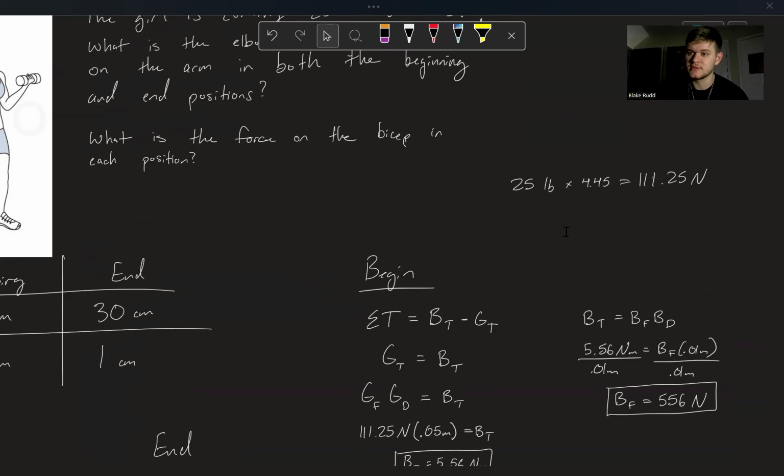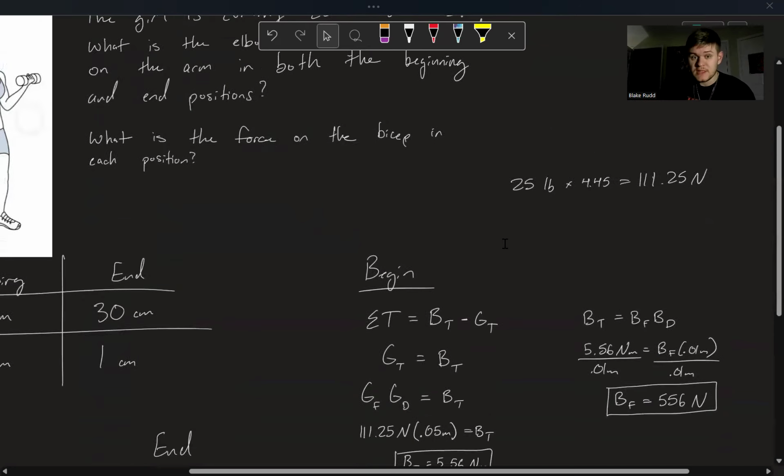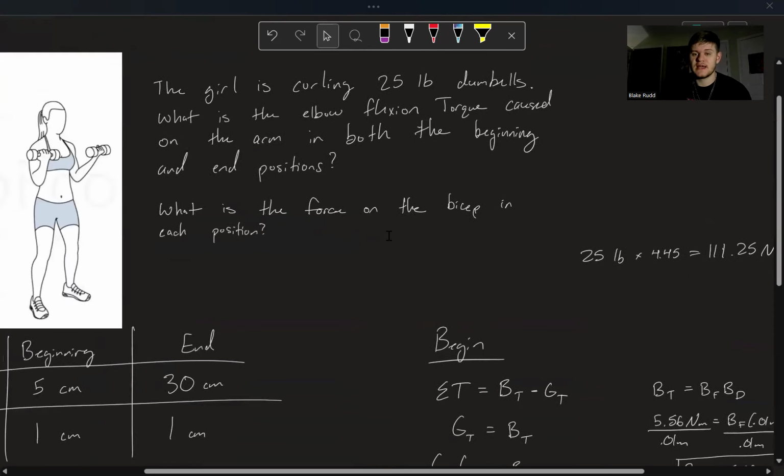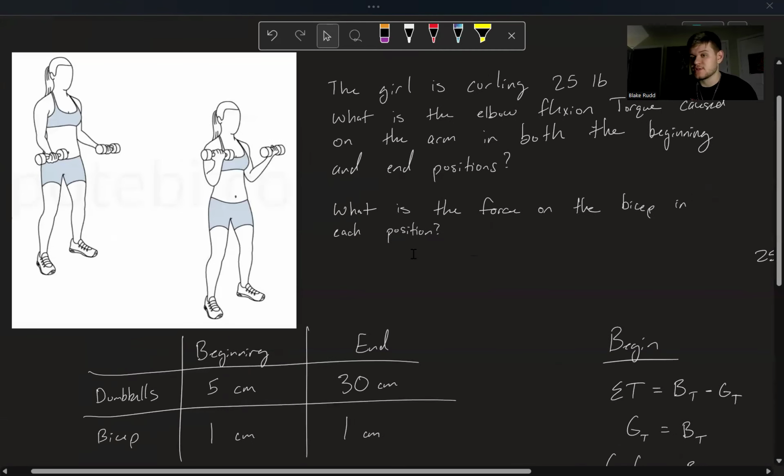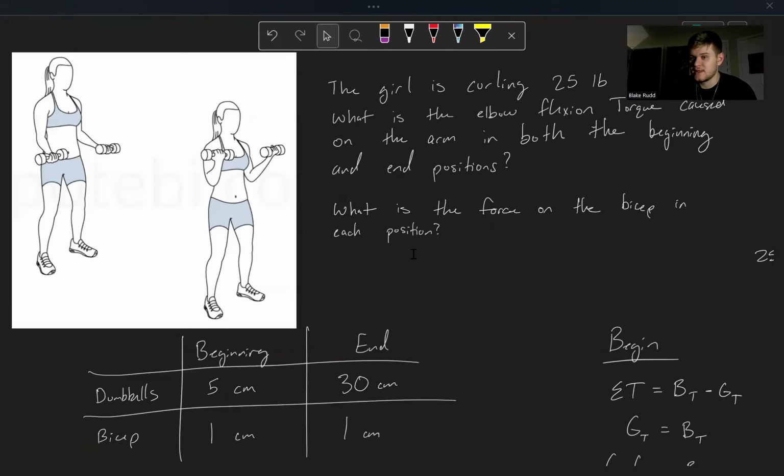And I got my answer in newtons. Remember, this is kind of an odd question. It asks what's the elbow torque caused in the arm in both beginning and end positions. These 2 dumbbells are not connected, right? If this was a flat bar with 25 pounds on each side, then absolutely you would add them together. You have 2 separate dumbbells doing 2 separate things. So you can assume that he is just asking for one. If he asked for the total thing, then you would absolutely need to put it together. So you just need to kind of logic your way through that.